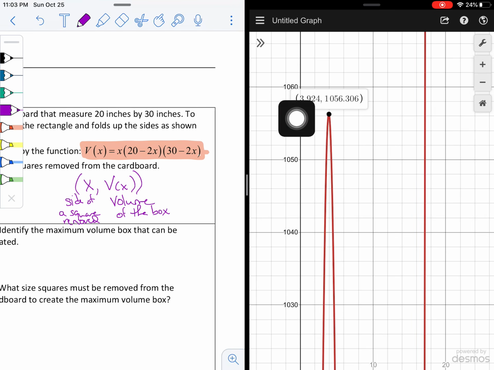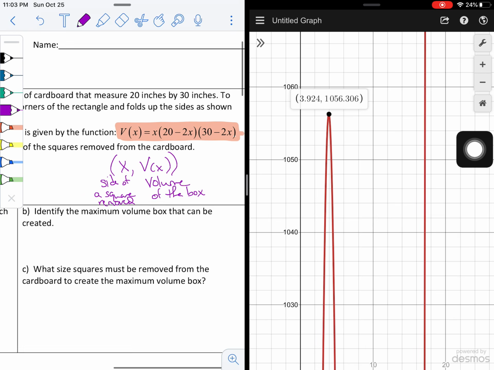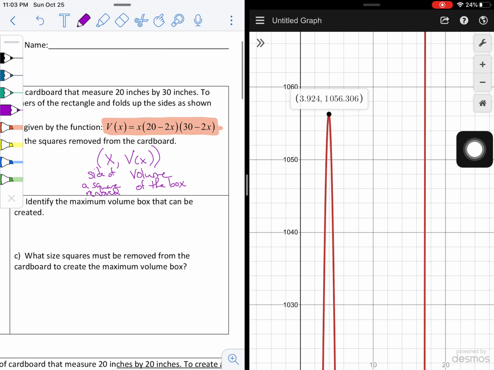So when we look at this point, 3.924 and then 1056.306, all right, so what's the maximum volume? Well, the maximum volume is that 1056.306, and I'm going to give it units. This is going to be inches cubed, all right? Volume is a cubic function.